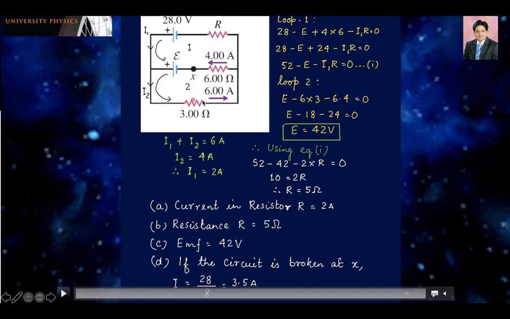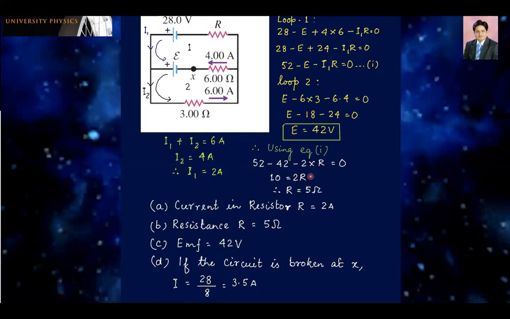They both combine together. The current from the first battery is going like this. The current from the second battery is going like this. They both combine here to become 6 amperes. Now 4 amperes goes out, so the remaining 2 amperes goes up. So the current through the resistor R is going to be 2 amperes. That's the first part of the question they had asked.